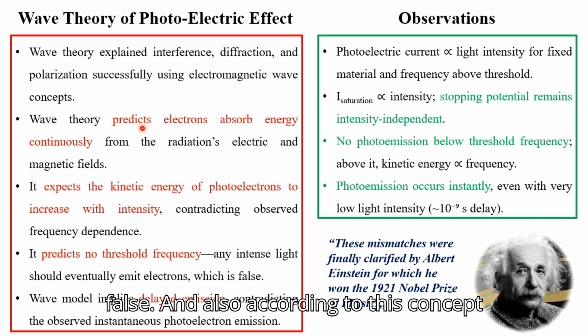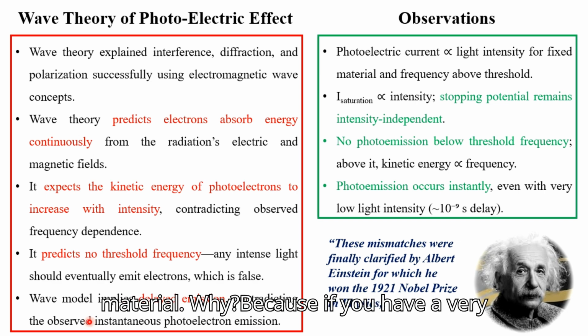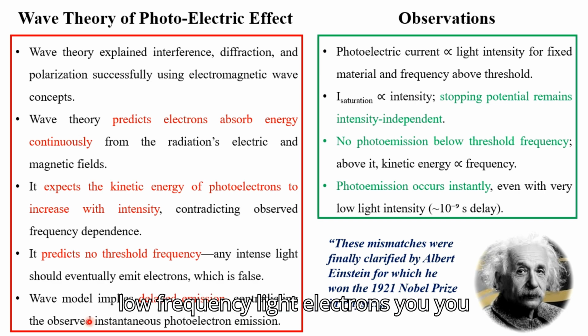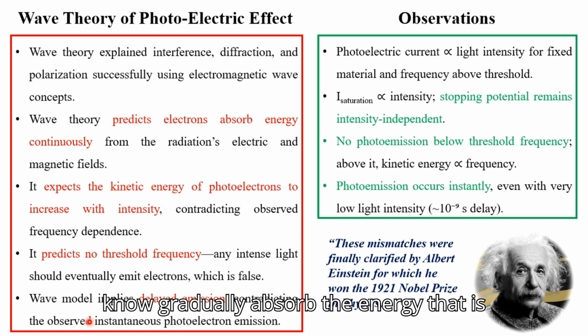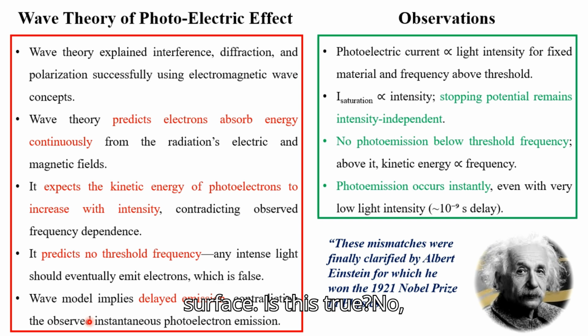And also, according to this concept again, there will be a delayed emission of electrons from the material. Why? Because if you have a very low frequency light, electrons will gradually absorb the energy, that is, continuously absorb the energy, and it will take some time for the electrons to get emitted from the metal surface.